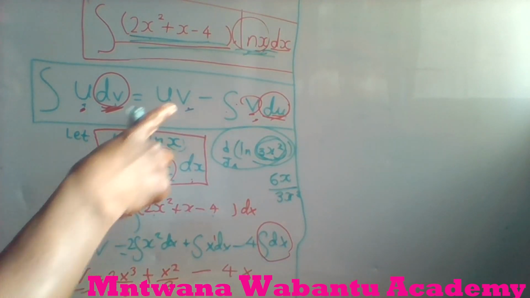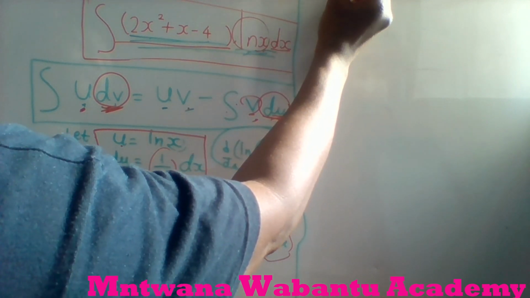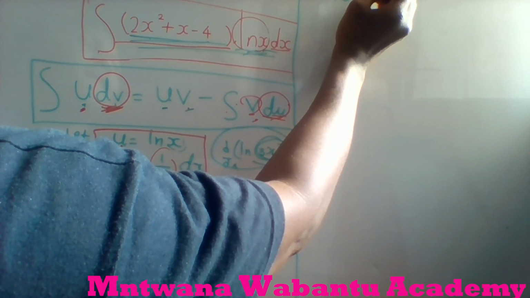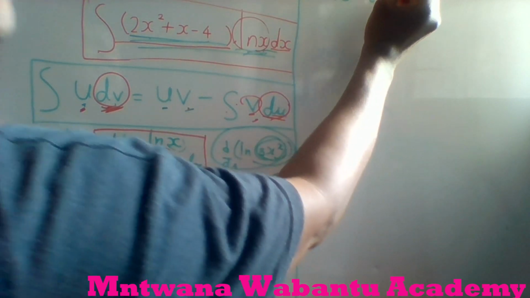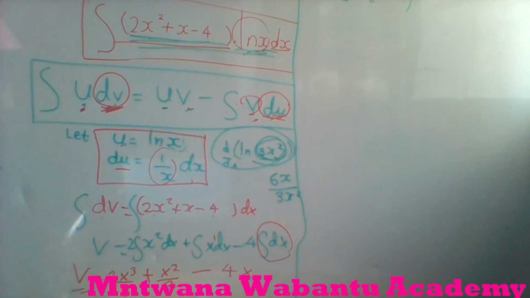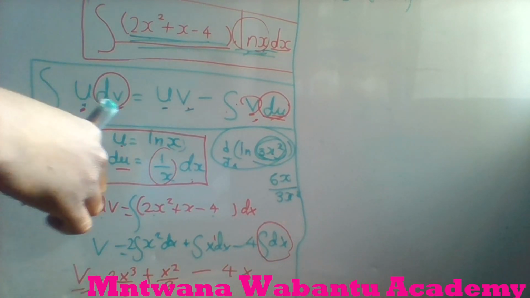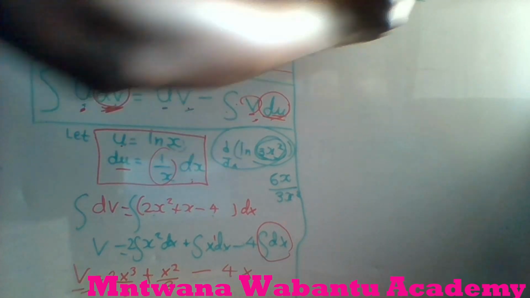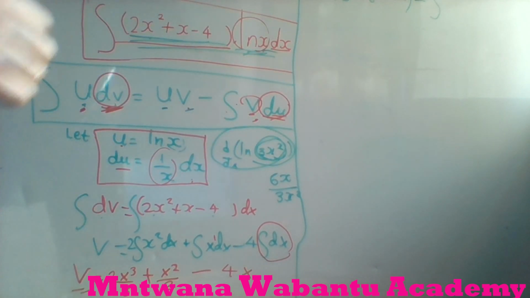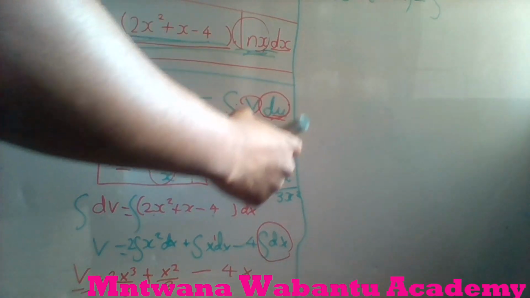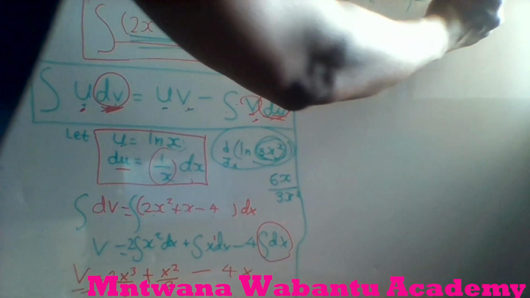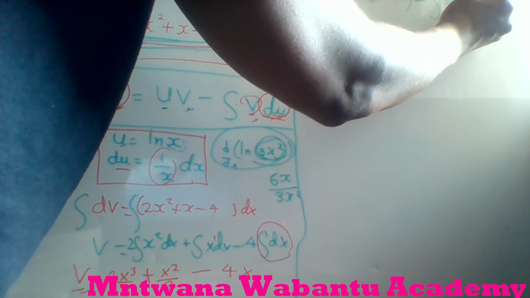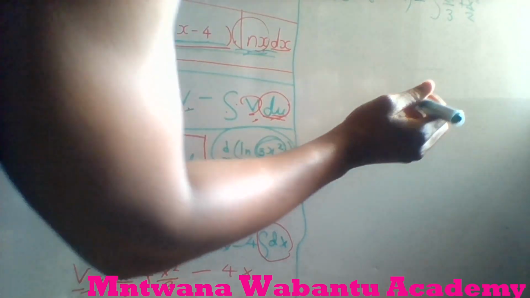and then times v. What is v? 2x cubed over 3 plus x squared over 2 and then minus 4x. And then what do we say? Say minus the integral. The integral, and then we have what? du. Excuse me, integral of v. What is v? v is 2x cubed over 3 plus x squared over 2 and then minus 4x.